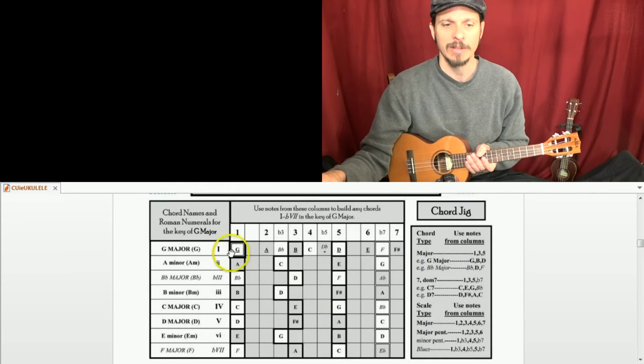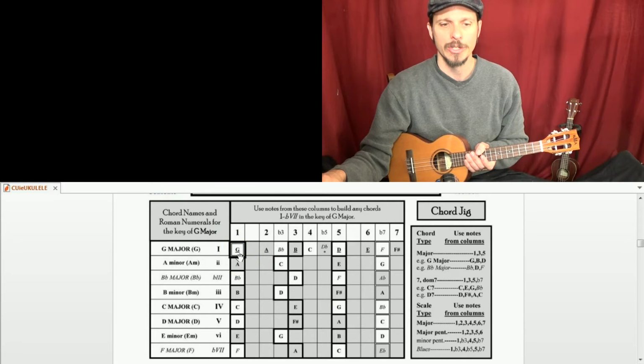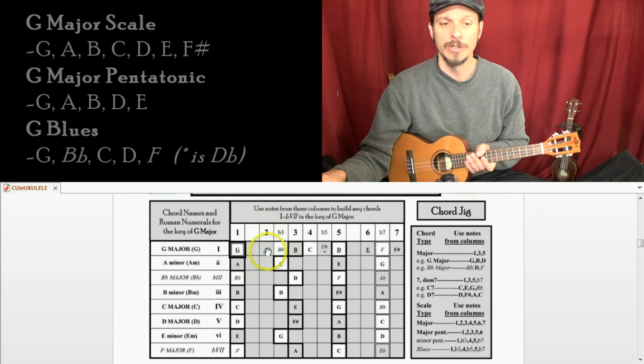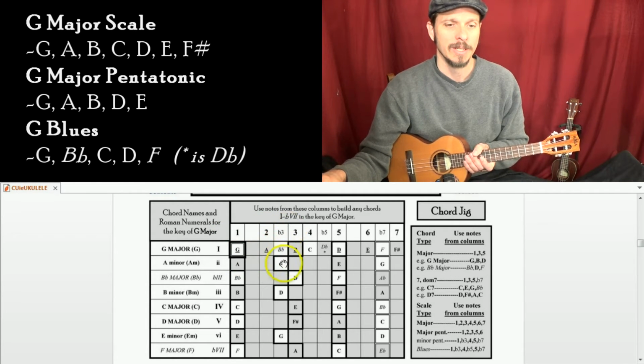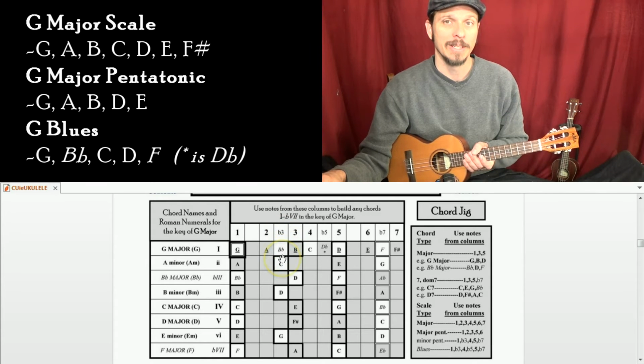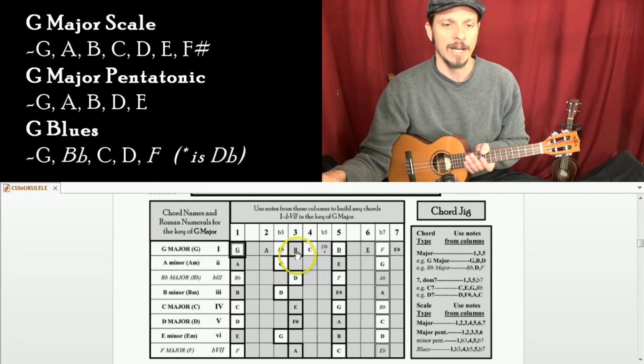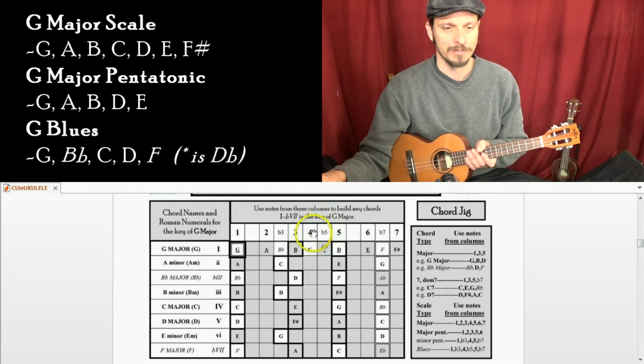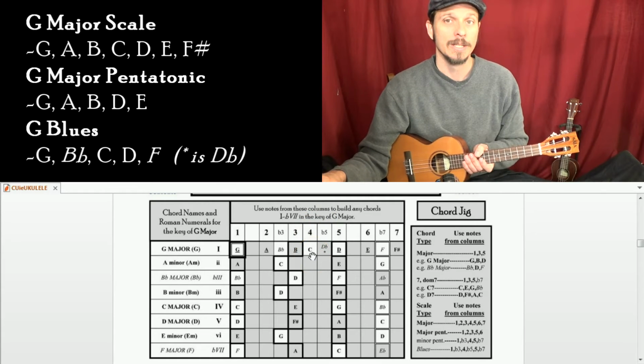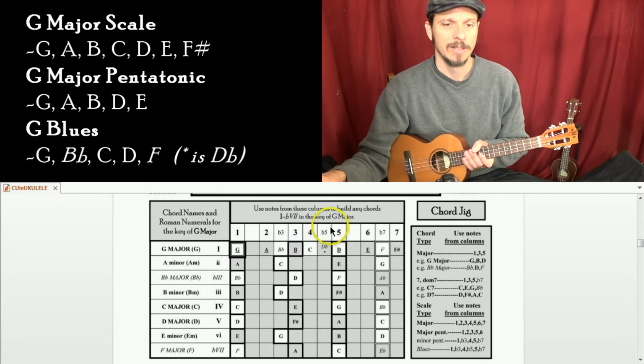The reason it's called a flatted fifth is in the key of G, G's your one note, A's your two, which is not in the blues key. B flat's called the flat three. That's a bluesy note. The three note is a B. That's not bluesy, but it's part of the major scale. This one, C, is bluesy and major scale. The flat five is bluesy, and the five is blues and major.